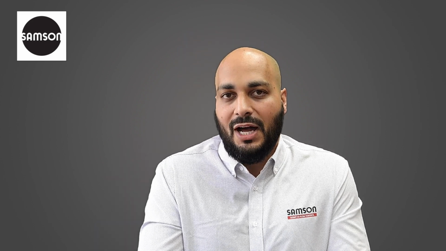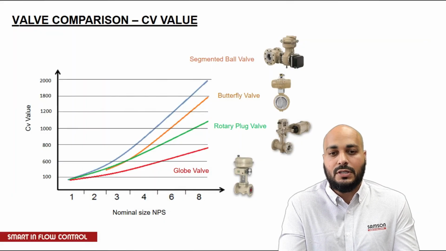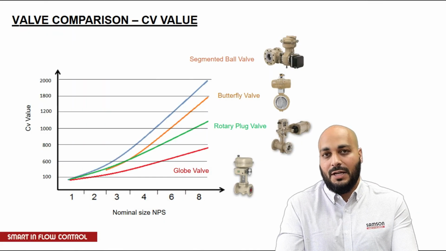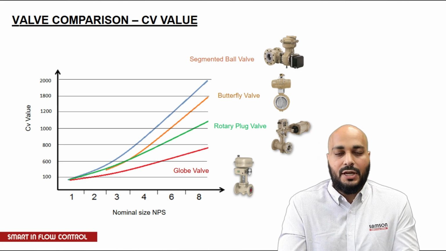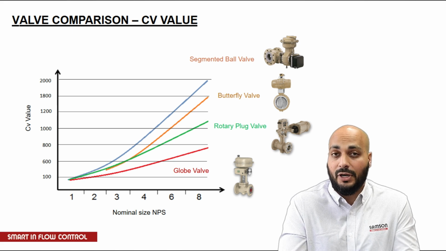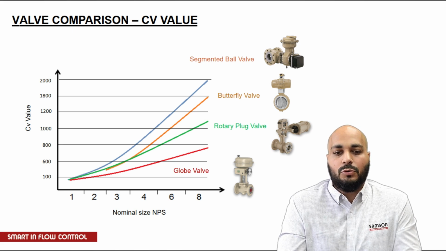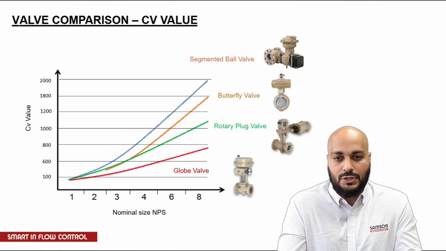What you can see from the graph here is that as the valve size increases, the differences from a flow capacity standpoint become more pronounced. And that is the same with identical process conditions, both flow rate and pressure drop, which will obviously have a significant impact on purchasing price.